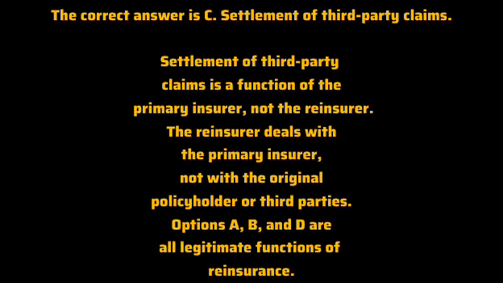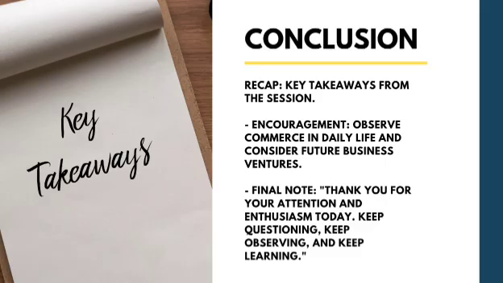The answer for question number 2 is C, that is settlement of third-party claims. Let me explain. Now, settlement of third-party claims is a function of the primary insurer, not the reinsurer. The reinsurer deals with the primary insurer, not with the original policyholder or third parties. Now, options A, B, and D are all legitimate functions of reinsurance.